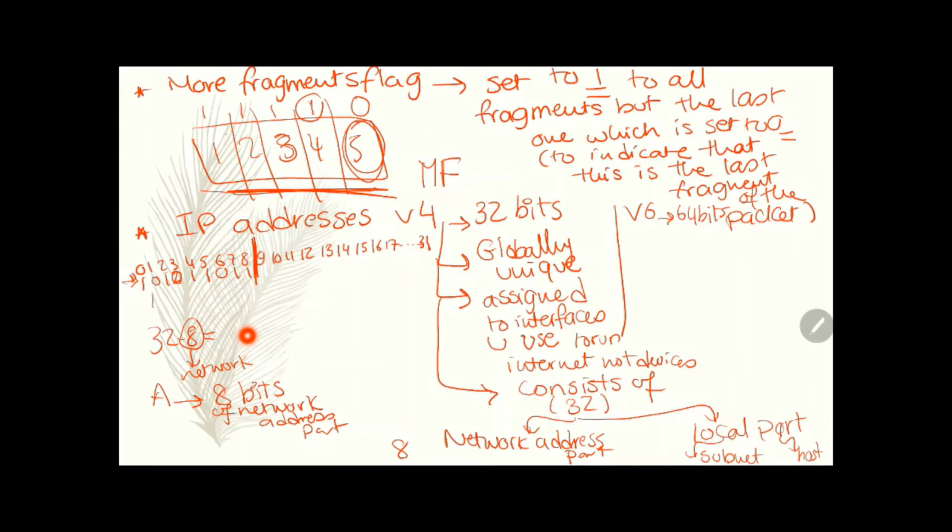Okay, what about the remaining bits? If we subtract 8 from 32, we'll have 24 bits remaining. The 24 remaining bits are divided between the subnetwork and the host part.